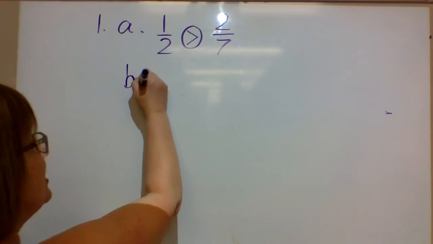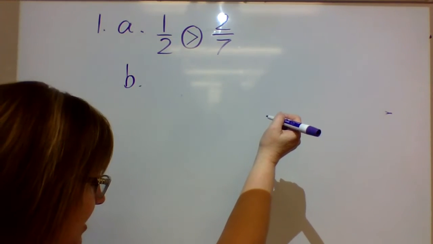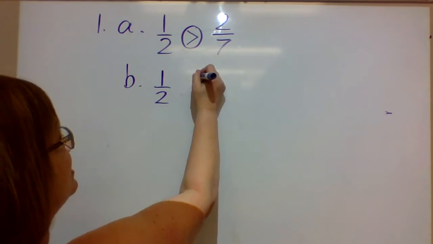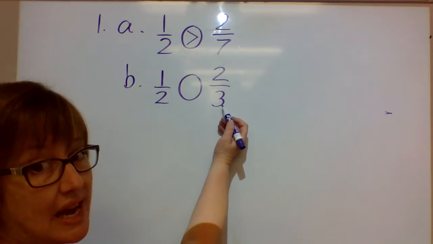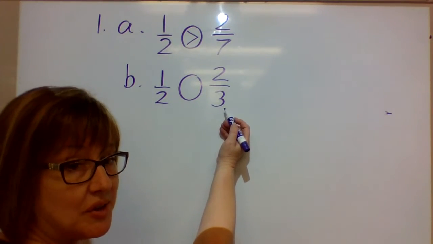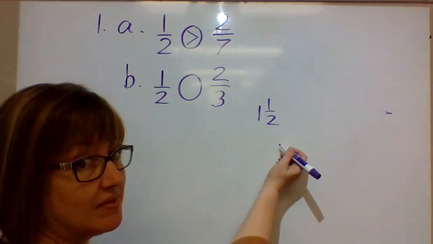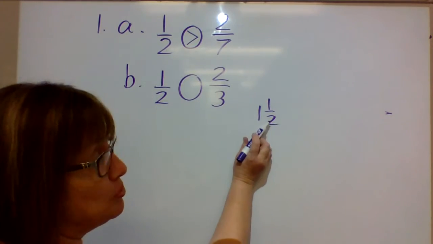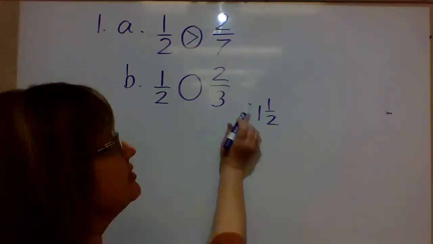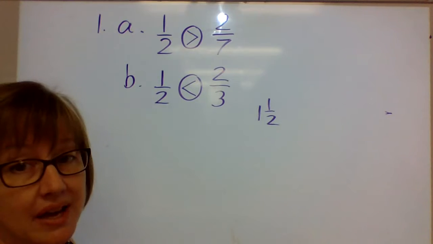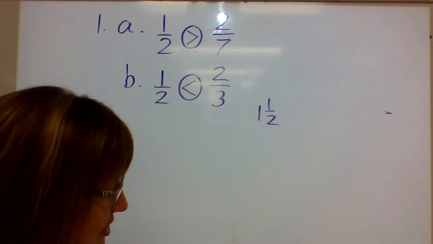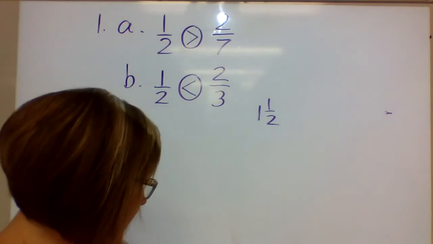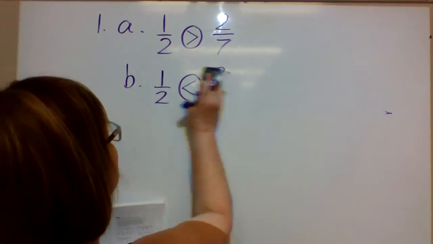Okay, let's do 1B. 1B says 1/2 with a bubble and 2/3. Okay, so what is half in thirds? Half of thirds is 1.5, right? So what's 2? Is 2 bigger or smaller than 1.5? 2 is bigger. So this time we go that way. Okay, you guys do C and, well, you don't have to do D. Do C on your own so I can see if you're getting it.